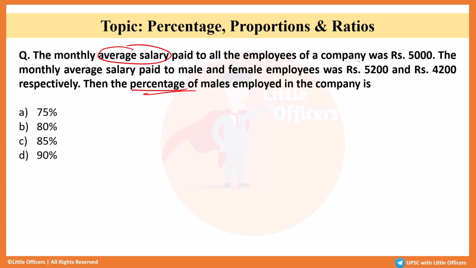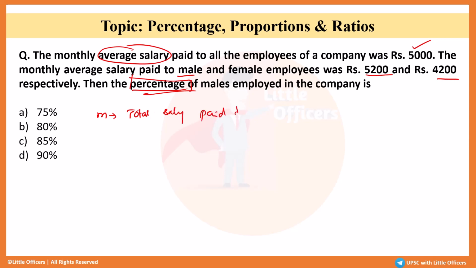So all the salaries paid to the employees, the average is 5,000, and the monthly average salary paid to the males and females are 5200 and 4200 respectively. So the percentage of males in this company we need to find. See, let's take M as the number of males.